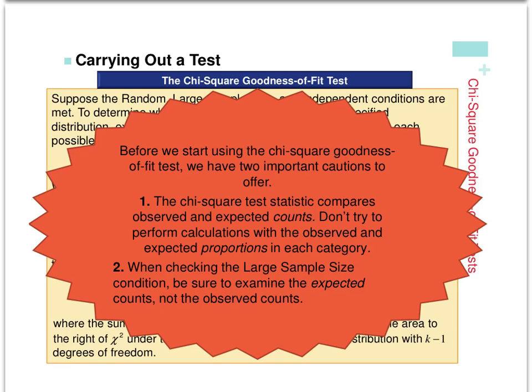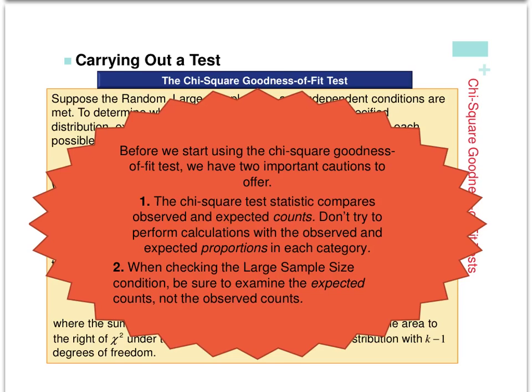Now, be mindful of this big red explosion here: the chi-squared test compares observed and expected counts. Do not do this with proportions. If the observed proportions they give you are 20%, 24%, 15%, and so on, and you compare those to the expected proportions, that's not going to work. You have to use counts.